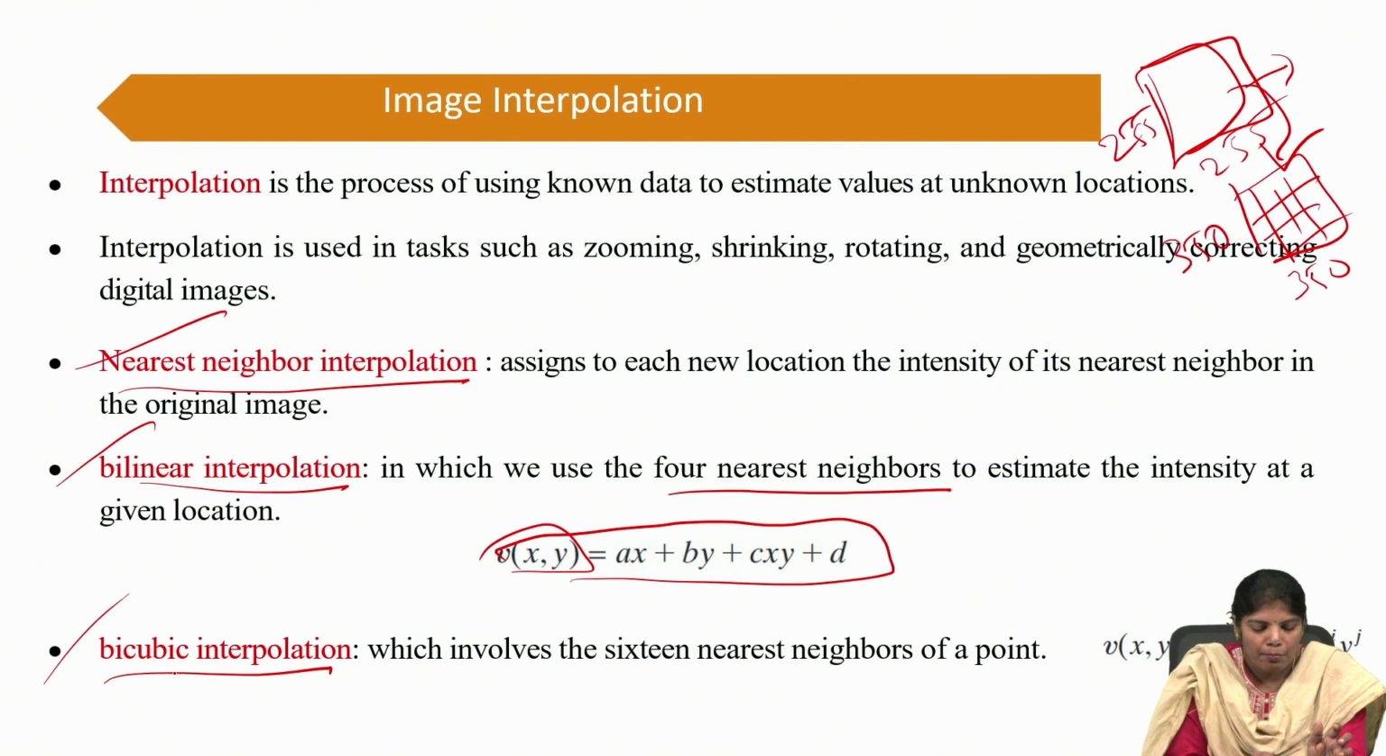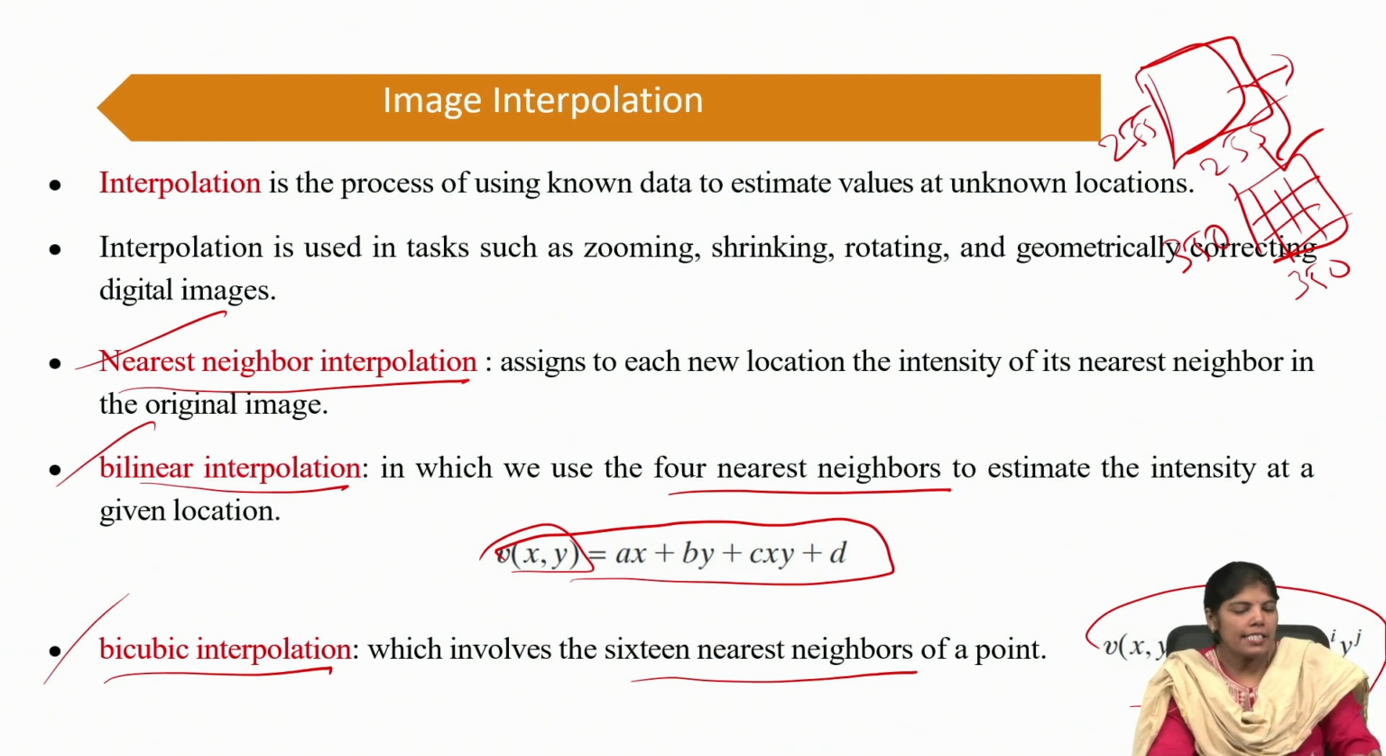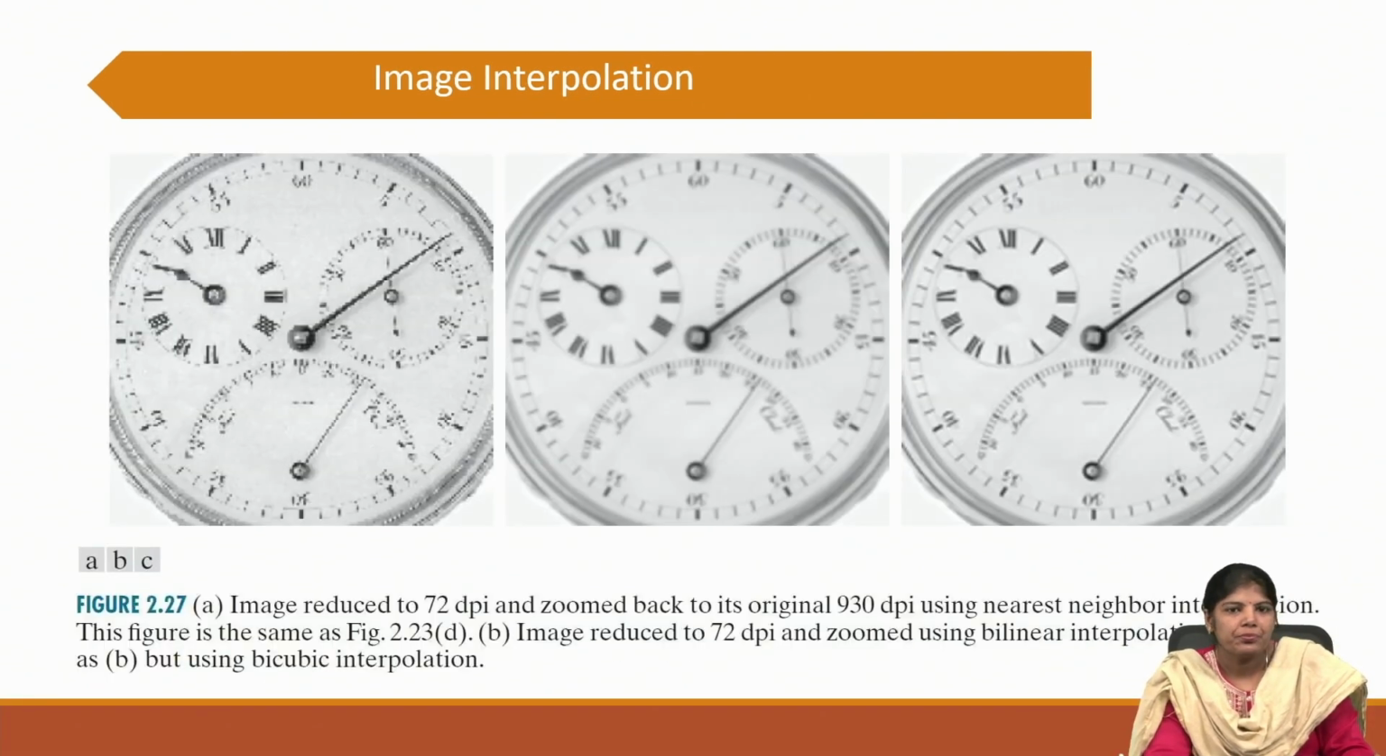And also in bicubic interpolation, this is the formula, and we are taking the average of the 16 nearest neighbors. This is about image interpolation, and it is an important method to enlarge or shrink the image, or to do some operations on the image. This is the method we are using.